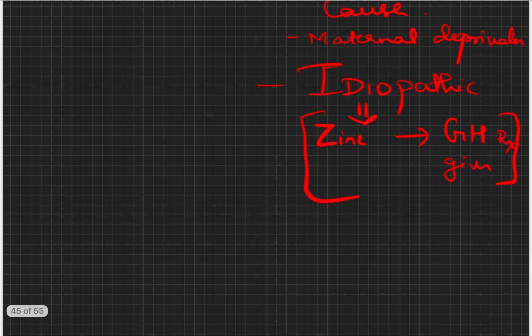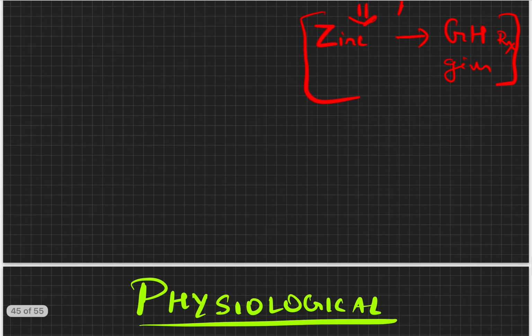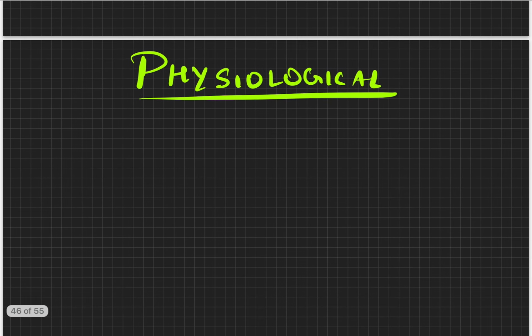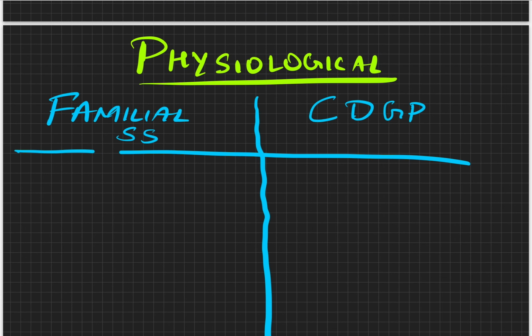And idiopathic. Usually idiopathic growth retardation has a good response to zinc. And if zinc is not responding, we have to give growth hormone. Then we go to physiological short stature, that is familial short stature and CDGP.